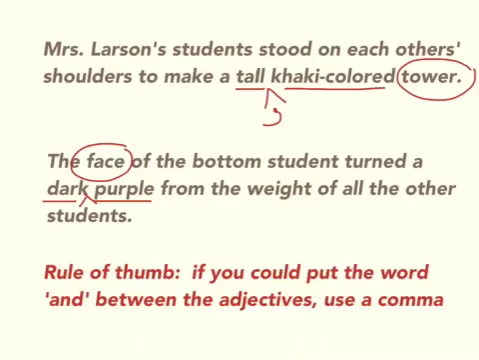A good rule of thumb for this is if you can put the word and between the adjectives, use a comma there. Let's test that out with sentence number 1. Mrs. Larson's students stood on each other's shoulders to make a tall and khaki-colored tower. That works. It doesn't sound fabulous, but it's not too clunky. It tells us that we have two different adjectives describing two different aspects of the tower, so the coordinate adjective comma is appropriate.